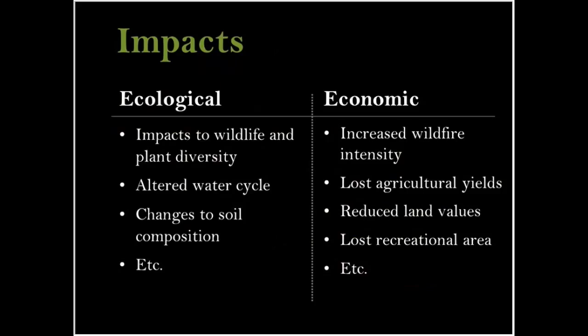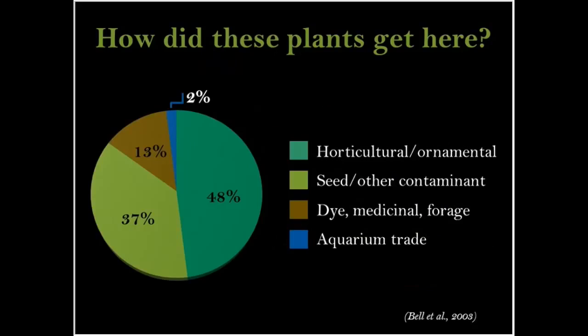But at this point, you're probably asking yourself, how did all these plants get here in the first place? If we're going to address this problem, we need to understand where they're coming from. Well, in 2003, a University of California study revealed that almost half of all invasive plants in California were introduced through the horticultural industry.